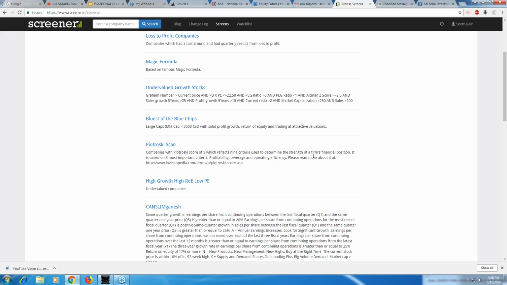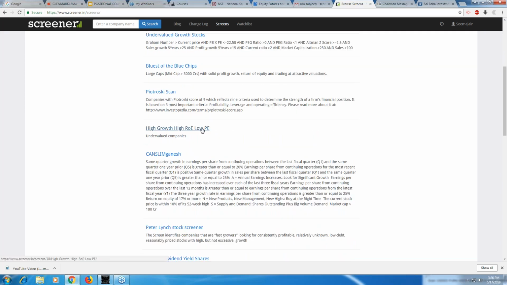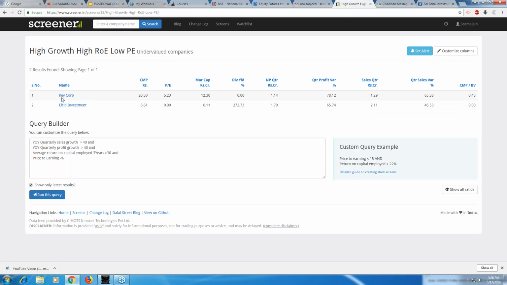High growth, high ROE, low PE, right? Undervalued companies. You can see which are those companies. PE is just 5. LSID investment has no PE. Current market price is 20 and this is 5 rupees. Market cap is 12 crores.